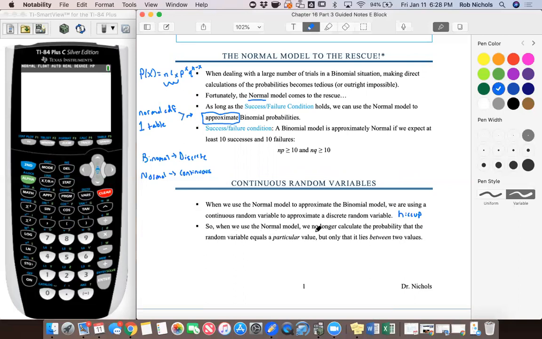So when we use the normal model, we're not going to calculate the probability that a random variable will equal a particular value. So if I want the probability that x equals, let's say 2, for example, I need to use the binomial PDF to calculate that. If I'm calculating the probability that x is less than or equal to 2, I can use the binomial CDF and calculate that, or I can approximate that by using the normal CDF. And that's what today's lesson is about.